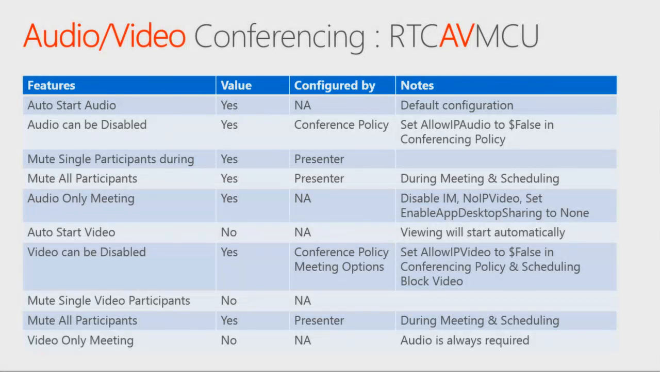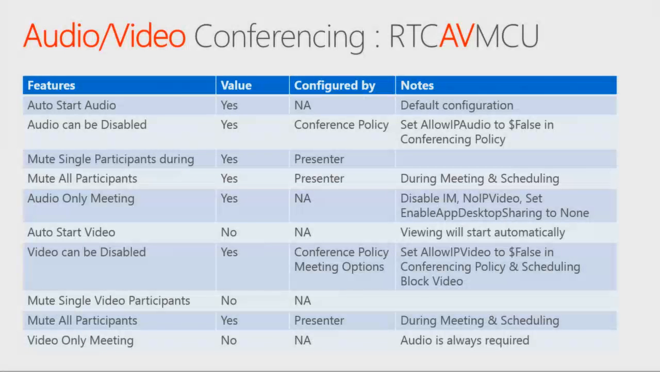Then we go to the feature list, like how to start audio in a meeting. Of course, we know audio always starts. That's the default configuration, unless we don't have it allowed. Can it be disabled? Of course, it can be disabled. We disable the allow IP audio. We set it to false, and you will not be able to organize a meeting with audio.